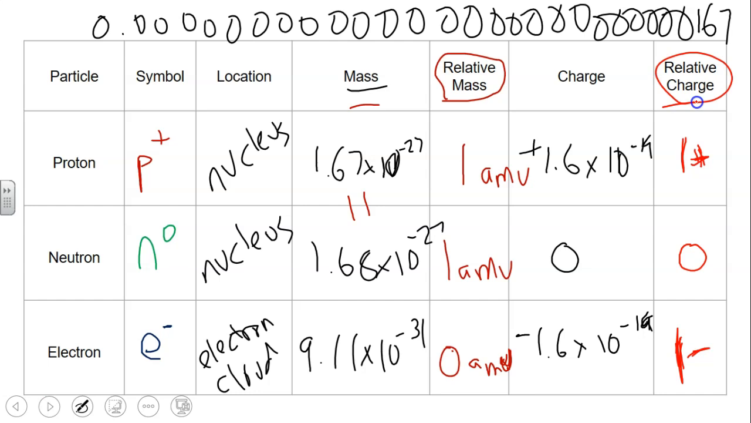Okay, so that is the information about all the subatomic particles.